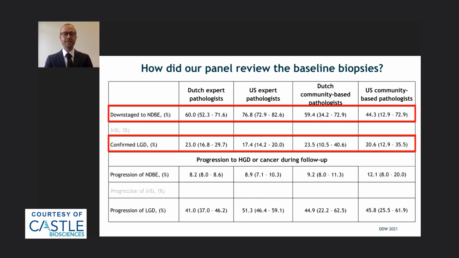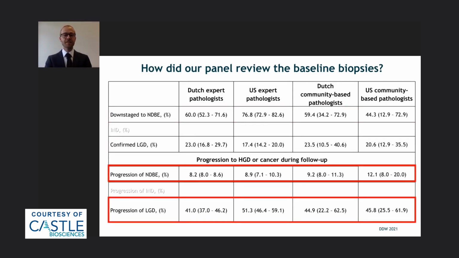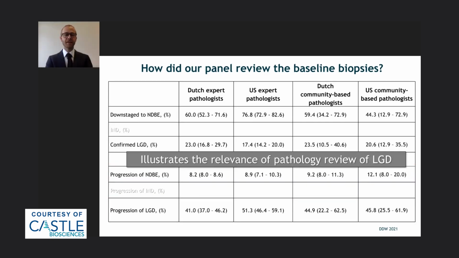We can clearly see that pathologists downstage the majority of cases to non-dysplastic, with about 1/5 of the cases having confirmed low-grade dysplasia. Downstaged cases had a significantly lower progression rate, whereas confirmed cases progressed in 40 to 50% over the next 5 years. And this fact illustrates the relevance of a dedicated pathology review of community-based LGD cases.